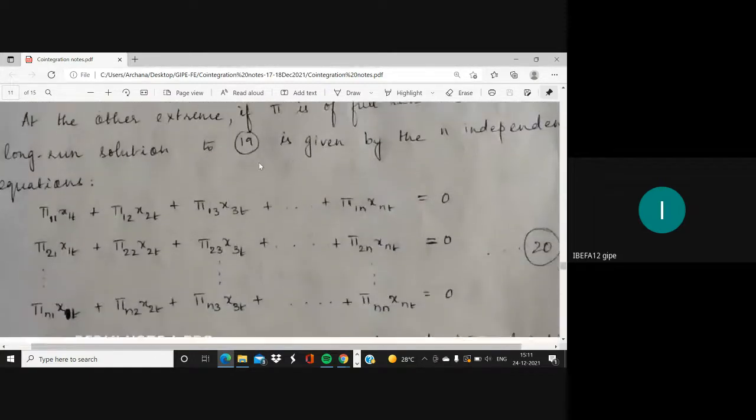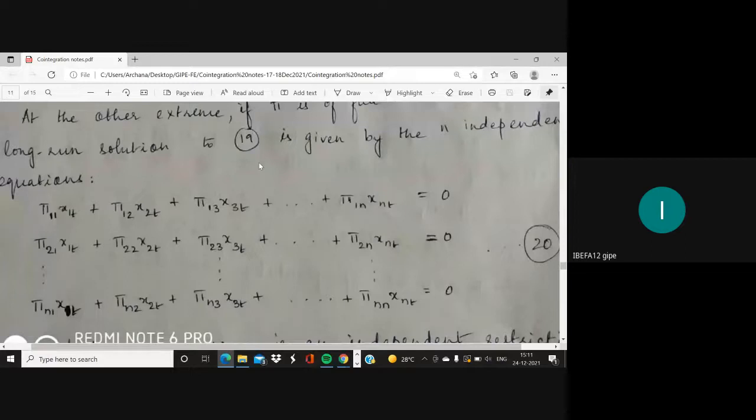The long run solution to 19 is given by the n independent equations. Remember that your pi matrix is again an n by n matrix, and you have n variables. Because of that, the coefficients of the pi matrix will have this form.